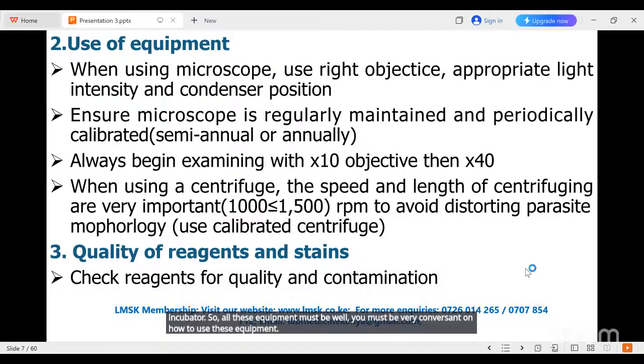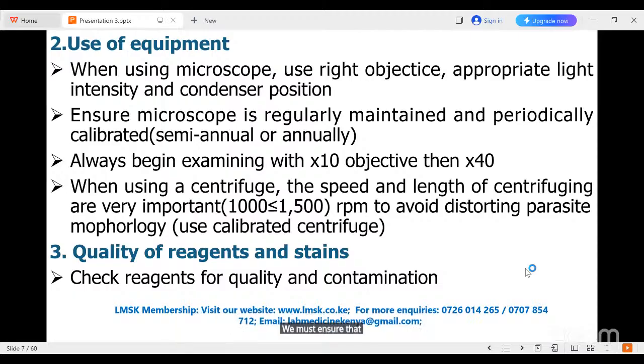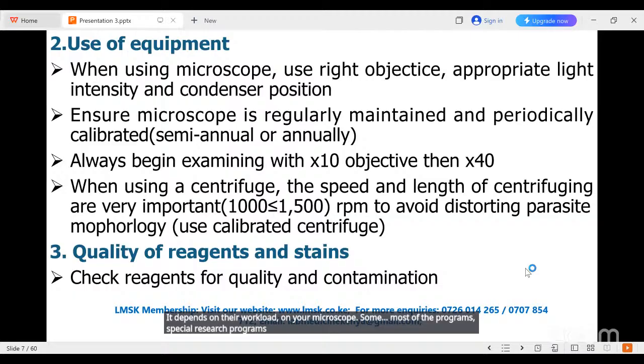You must ensure that they are all calibrated before you use them, especially when we're using a microscope, which is our daily equipment. Some people prefer calibrating it annually, and some prefer calibrating it more often. It depends on the workload on your microscope. Most of the programs, especially research programs, we do calibration after every 6 months.